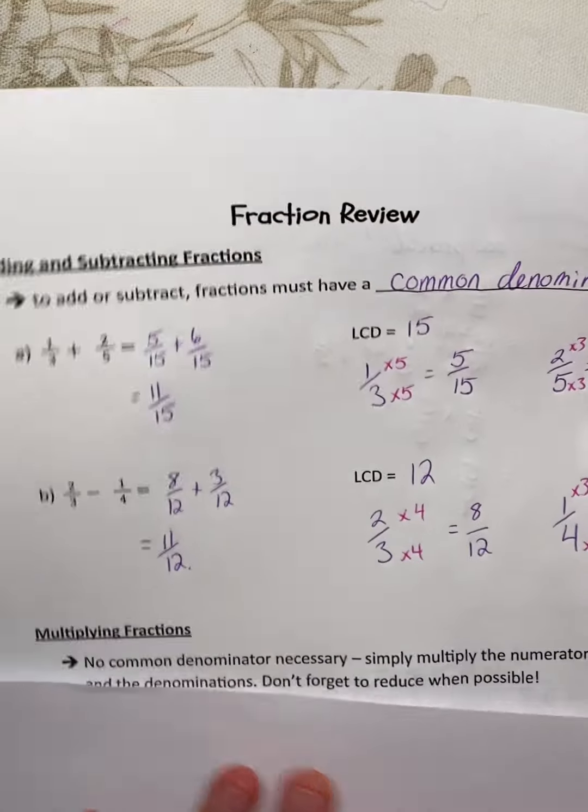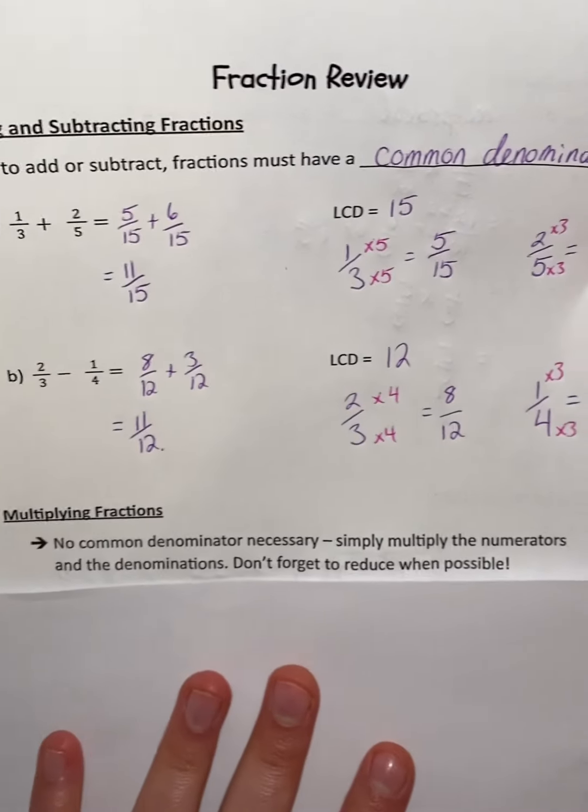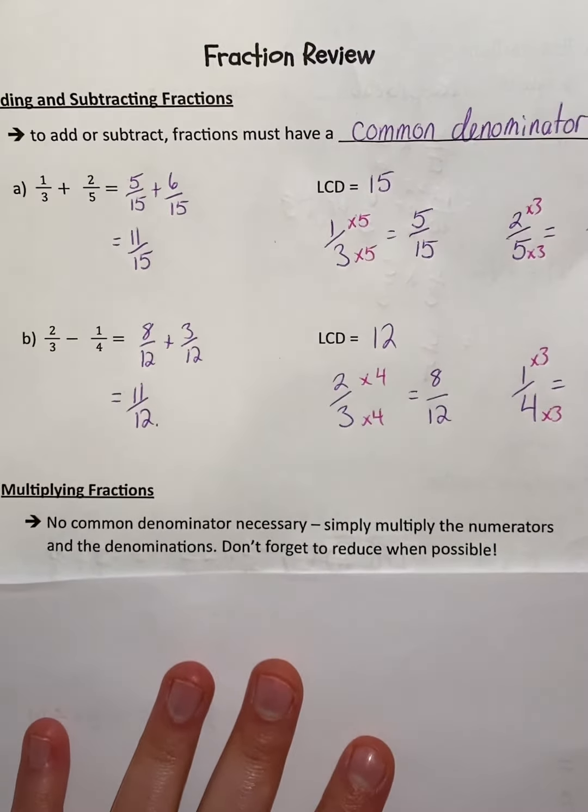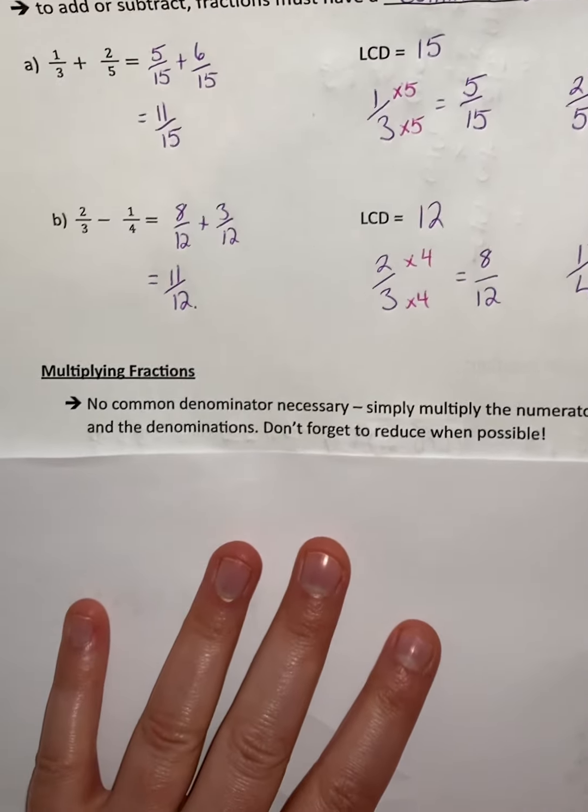Multiplying fractions, this one's always more difficult. Well, I think it's the easiest one, but people find it difficult. No common denominator is necessary. Multiplying fractions is so easy that people forget how easy it is. They think that multiplying fractions should be hard, and so they make it so hard.